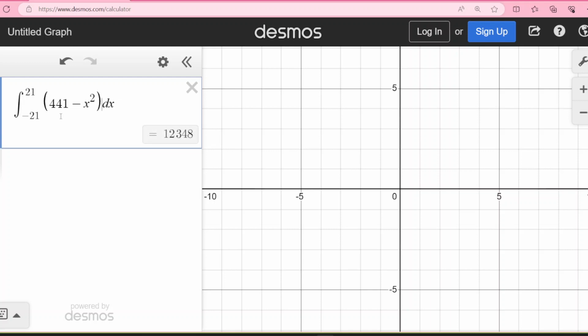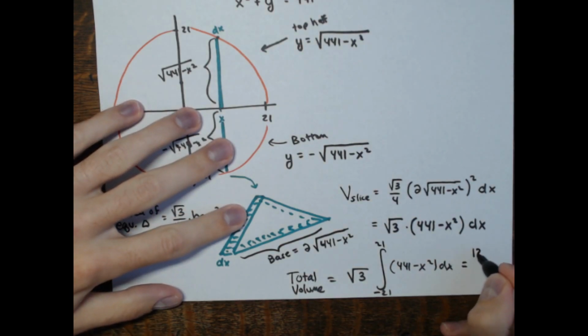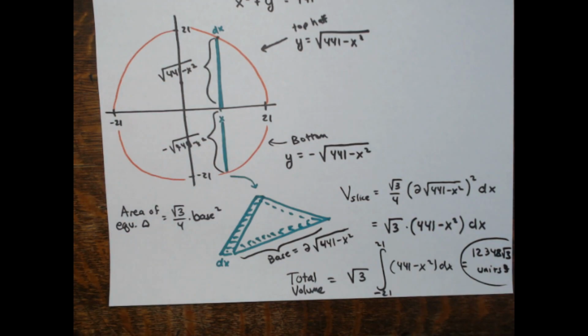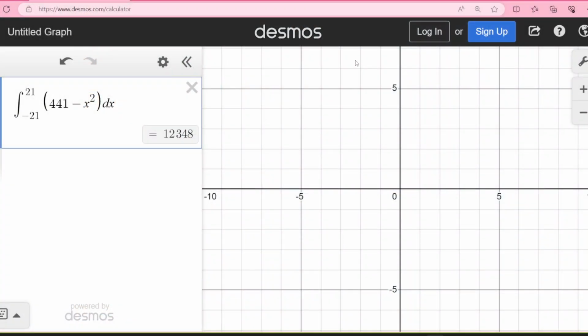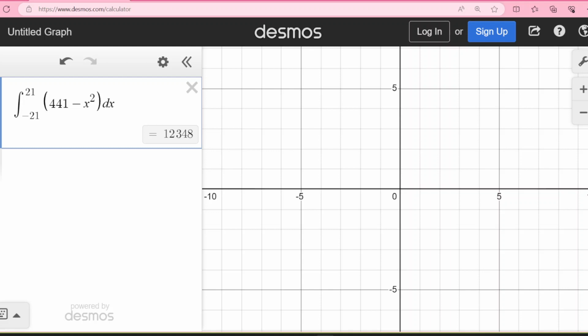12,348. And then this is, of course, times the square root of 3. So this is 12,348 times the square root of 3, cubic units. Sorry about the tightness. Cubic units, volume. So that's what I'm typing in. So 12,348. Let's make sure I answered that correctly.